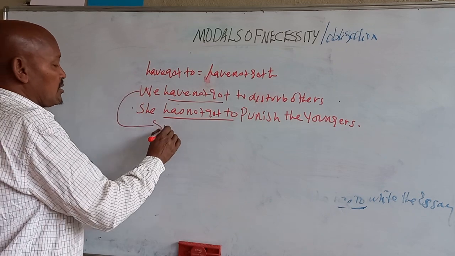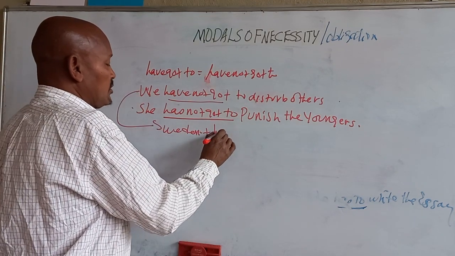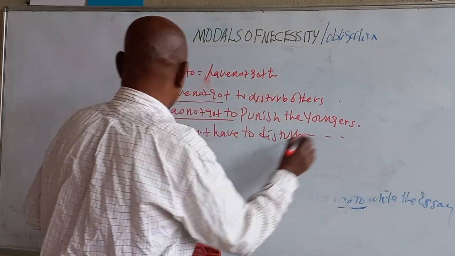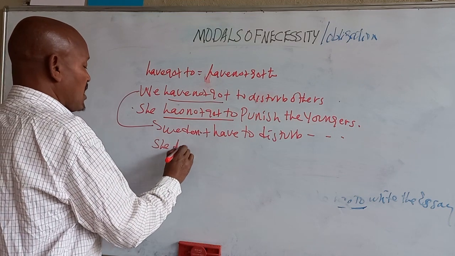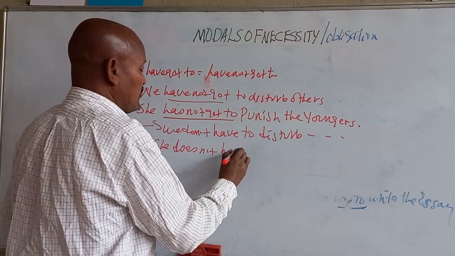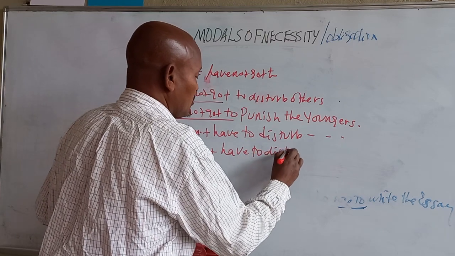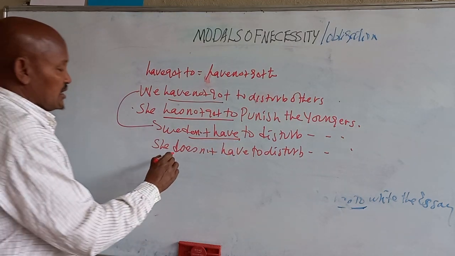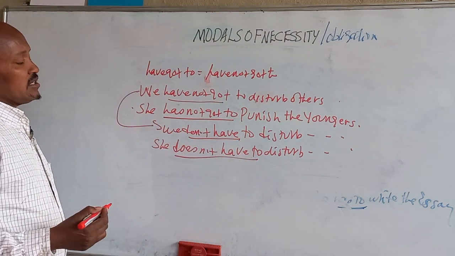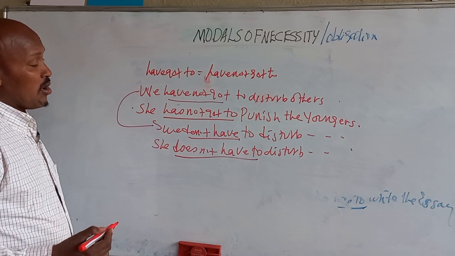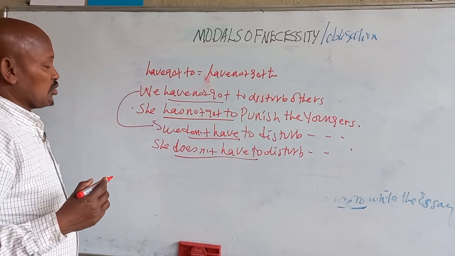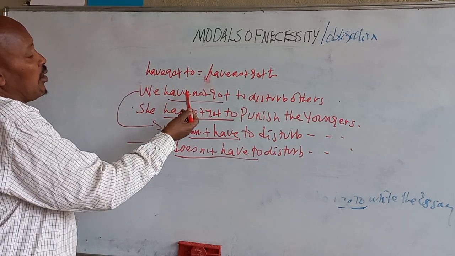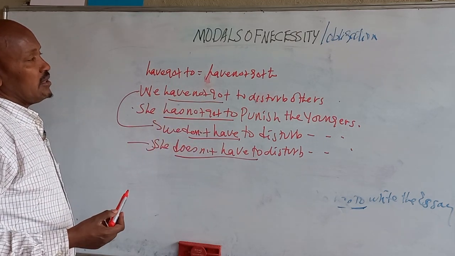So we can write this one: we don't have to disturb the others. And here, she doesn't have to disturb the others. Another way of writing: we don't have to and she doesn't have to. Yes. And she hasn't to, or they haven't to. This is also possible. So we can write these negative necessities or negative modal verbs in this way, but the idea is still the same.